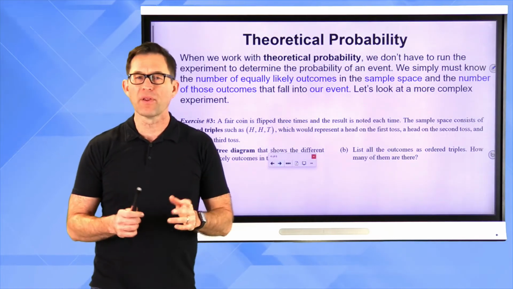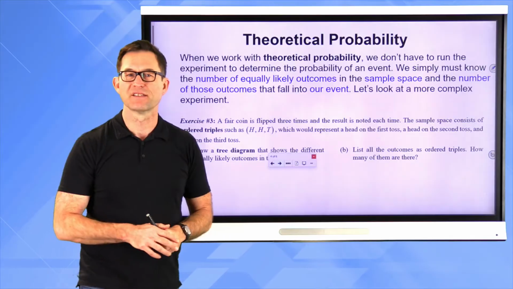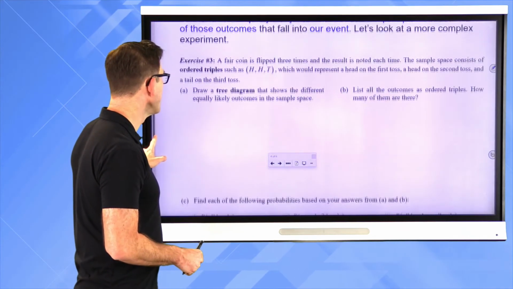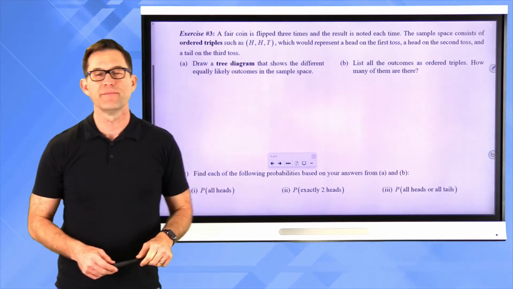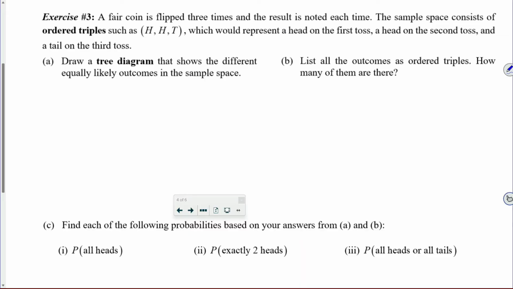Let's look at a more complex experiment than just spinning a spinner around once. That's not very interesting. Exercise number 3. A fair coin is flipped 3 times and the result is noted each time. So that's our experiment. The sample space consists of ordered triples such as H, H, T, which would represent a head on the first toss, a head on the second toss, and a tail on the third toss. Letter A. Draw a tree diagram that shows the different equally likely outcomes in the sample space.